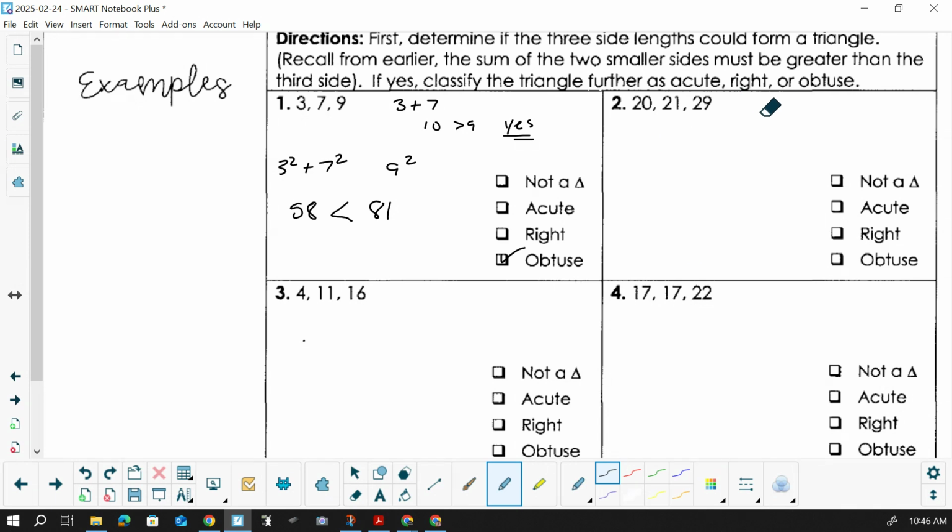Okay, let's look at the next one here. Let's see if it's a triangle first. 20 plus 21 is 41. Is 41 bigger than 29? Yes, it's a triangle. Now we see if it's a right triangle or not. 20 squared plus 21 squared and 29 squared. 20 squared is 400. 21 squared, add those two together, we get 841. 29 squared is 841. Equal, it's a right triangle.